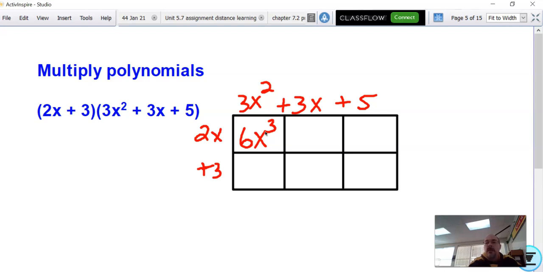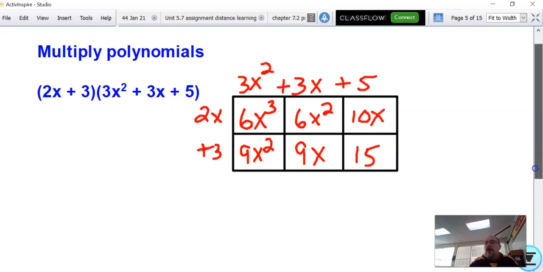2x times 3x, that's going to be 6x squared. 2x times 5, that's going to give us 10x. Okay, now the bottom row. 3 times 3x squared, that's going to give us 9x squared. 3 times 3x, that's going to give us 9x, and then 3 times the 5 is going to be 15.